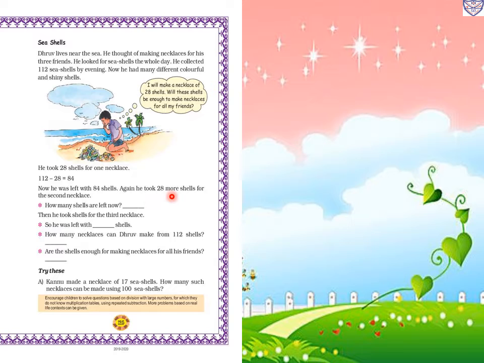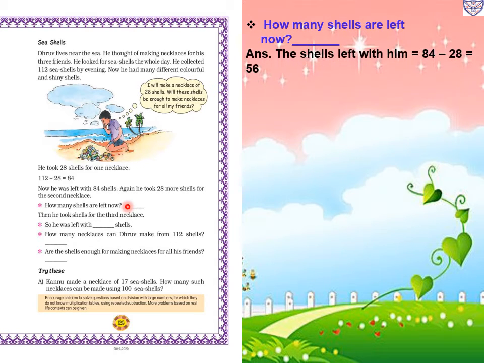Again he took 28 more shells for the second necklace. So how many shells are left now? So the second time also, from 84 he took out 28. So how many shells are left with him? So the shells left with him equal 84 minus 28 equal to 56.